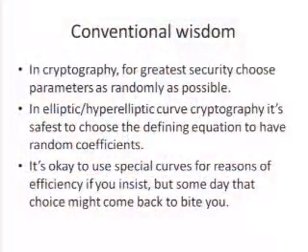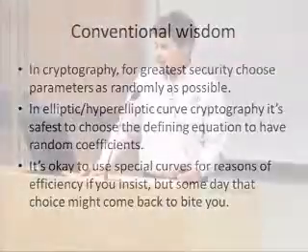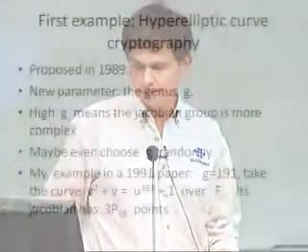Okay, so the conventional wisdom in cryptography is that you get greater security if you choose any parameters that are at your disposal as randomly as possible. So that, in particular, in elliptic and hyperelliptic curve cryptography, the safest option is to choose the defining equation to have random coefficients. Now, it doesn't mean you can't use special curves. Special choice of parameters often improve efficiency. And if you're only interested in short-term security, or if you're not particularly paranoid about security issues, that's fine. But someday that choice might be one that you regret. At least that's the conventional wisdom.